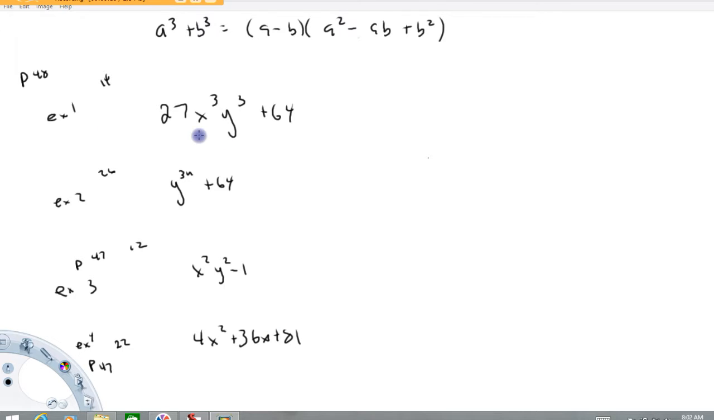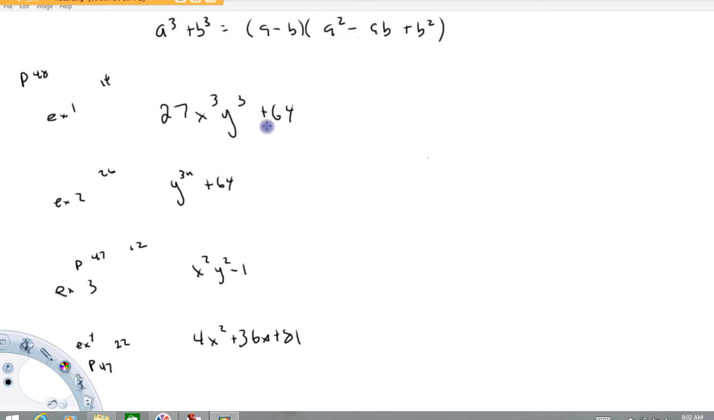This example is on page 48. It's number 14, and it's the one I'm calling example 1. Example 2 is number 26, same page. Example 3 is number 12 on page 47. Example 4 is number 22 on page 47. So let's get started. This stuff's exciting.